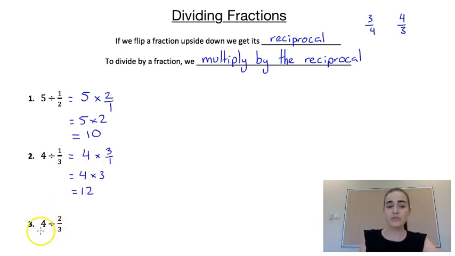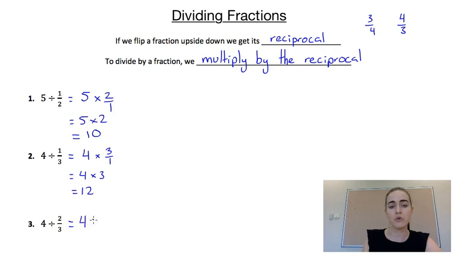For our third question, we've got 4 divided by 2/3. Now, 2/3 has got to be twice as big as 1/3. So we should only be able to fit half as many 2/3 into 4 as we did 1/3. If 1/3 fits in 12 times, that means 2/3 should only fit in 6 times because they're twice as big. But let's see what happens when we work through this process.